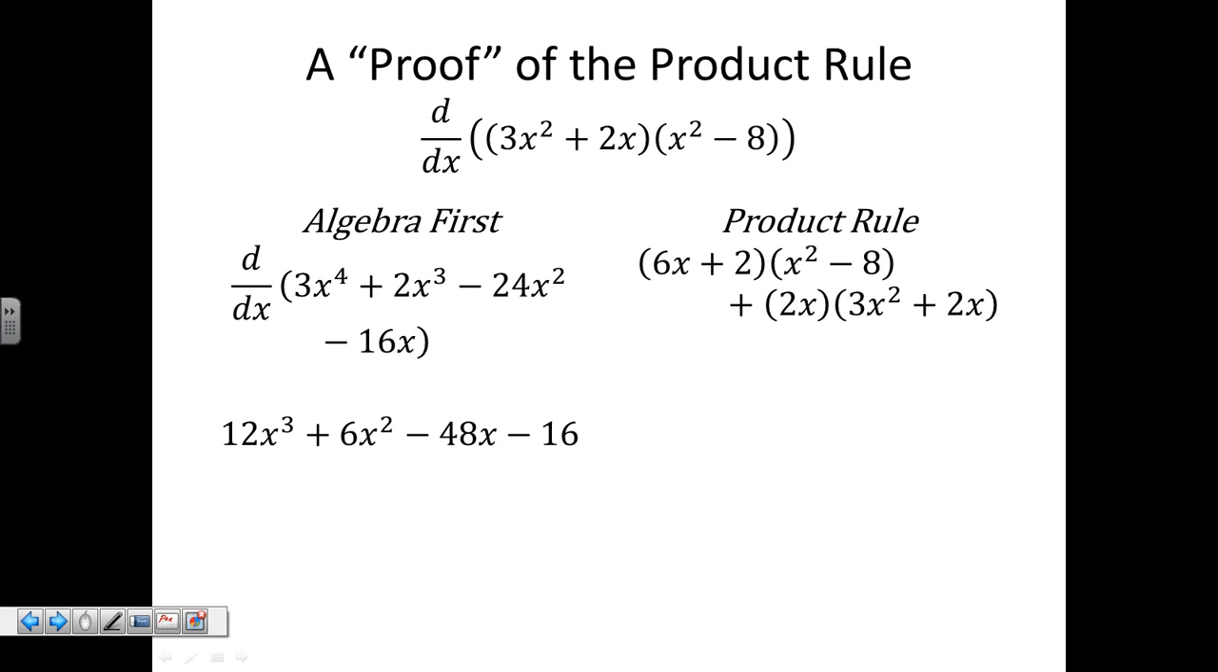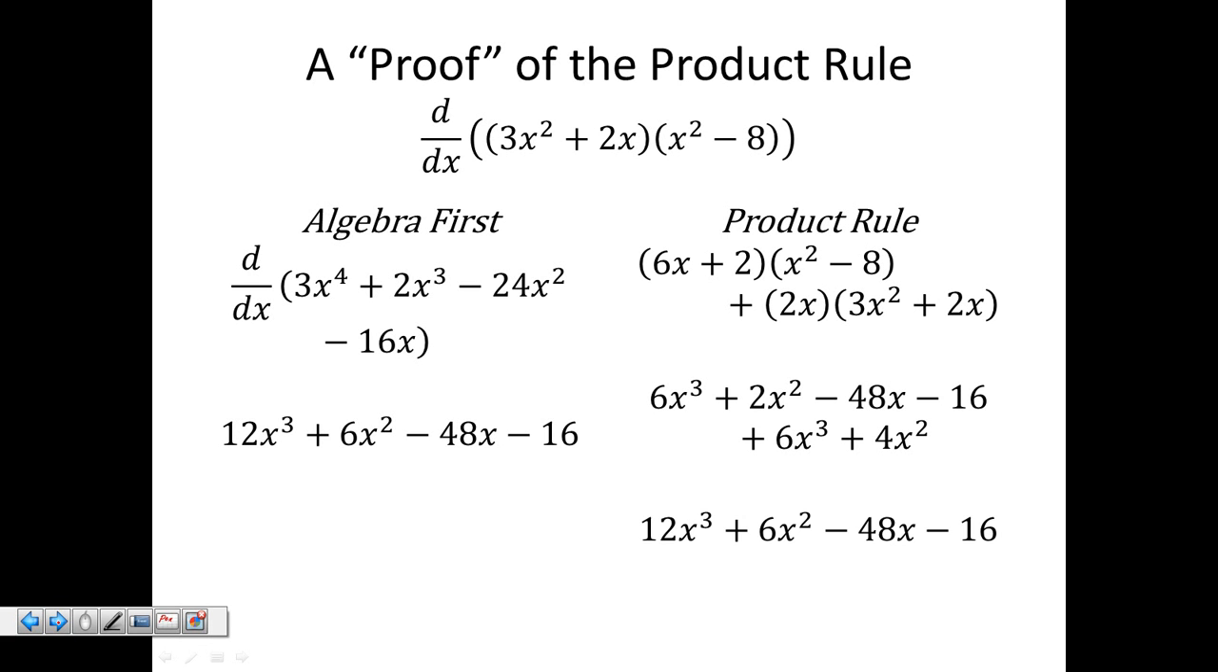Add, because it's always addition in between these pieces with the product rule. Take the derivative of the second expression, 2x, times the original first expression, 3x squared plus 2x. Now I'll go ahead and FOIL out and distribute the 2x in, and I get 6x cubed plus 2x squared, and so on. And when I combine like terms, I've got the exact same answer as I did when I did the algebra first.